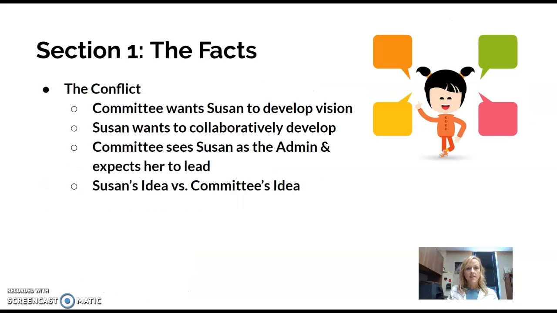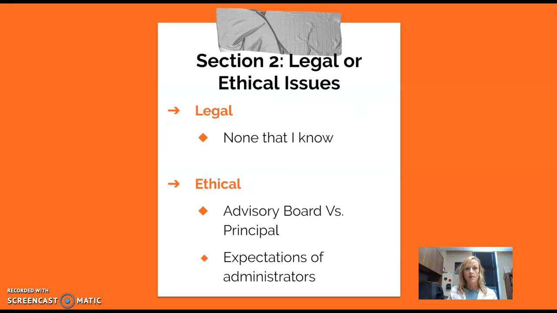Then the conflicts came as soon as they had the first meeting. The committee wanted Susan to develop the vision statement. Susan clearly stated that she wanted to collaboratively develop the vision statement. The committee sees Susan as the administrator, and that's kind of what they portray as the person to lead, to develop these things and then come to the committee and the board for approval. So pretty much you have Susan's idea of creating the vision statement and then the committee's idea of creating the vision statement.